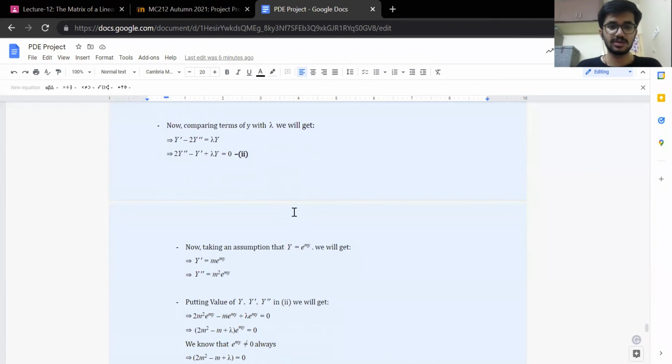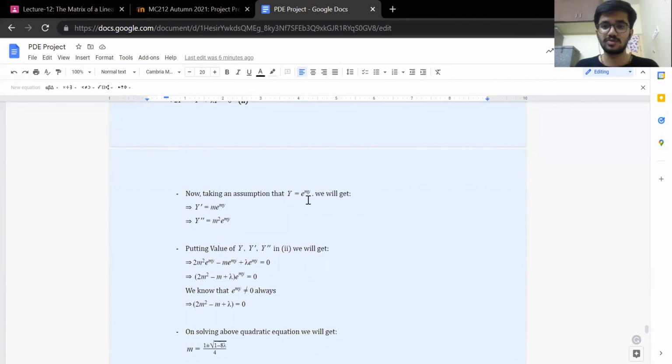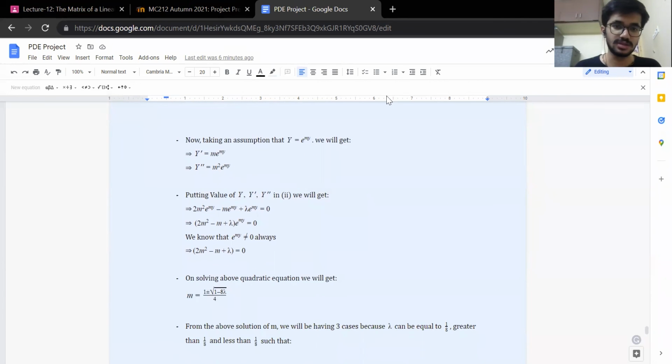Now taking the assumption that Y is equal to e raised to my, Y dash will be m e raised to my, and Y double dash will be m square e raised to my. Now substituting that in equation number 2, we get this expression, and we separated e to the power my from all the terms, and we know that e raised to my can't be negative and can't be 0.